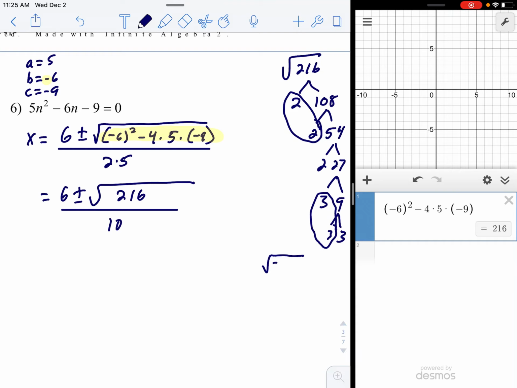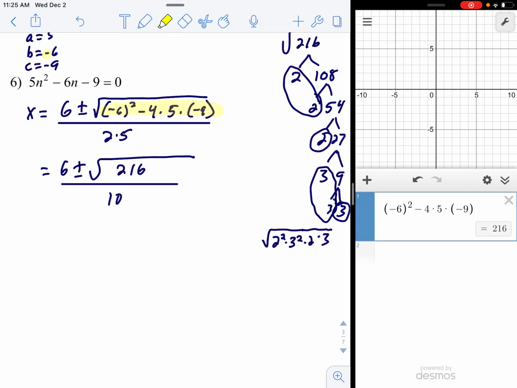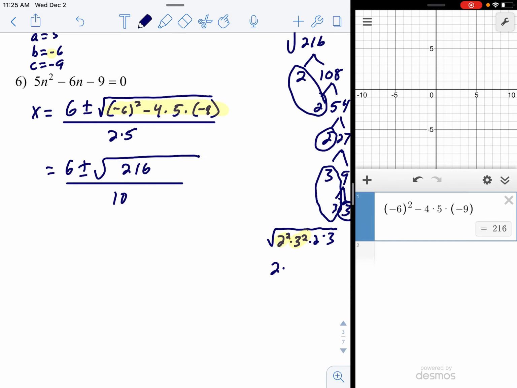So that turns into 2 squared, 3 squared, and then there's an extra 2 and an extra 3. So the 2 squares I can simplify out. Square root cancels out a square, so that brings out a 2 times 3. The 2 and the 3 that don't have squares are going to stay under the radical. And then I can simplify this into 6 radical 6. So I get 6 plus or minus this, 6 radical 6 all over 10.